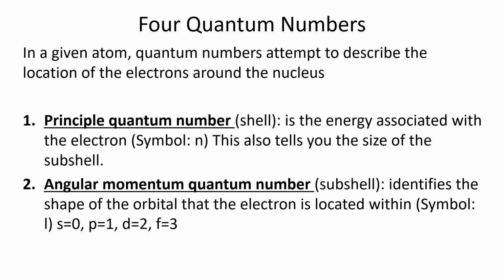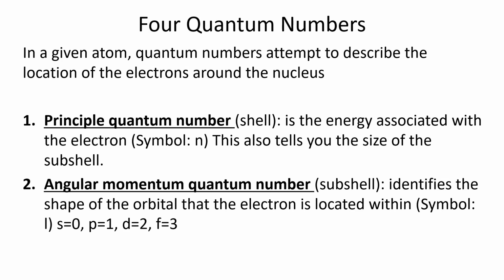A subshell is a new term, and it's going to tell us the shape of that orbital. Its symbol, the angular momentum, is a little L, and it's actually a cursive L. With each of those, we're going to talk about 4 different types of subshells: an S, a P, a D, and an F. Each of these subshells has a certain number of orbitals contained within it. The S subshell gets a 0 assigned to it, a P is a 1, a D is a 2, and an F is a 3.